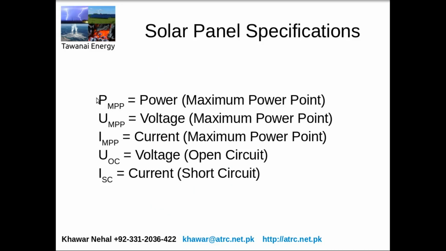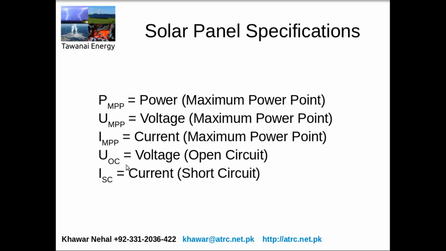P represents power, and MPP means maximum power point. So PMPP means the power at the maximum power point. U represents the voltage. Don't ask me why the U is there. It should be a V, but they use a U. So UMPP represents the voltage at the maximum power point. IMPP: I is used for current. They don't use A or C, I don't know why. Anyway, IMPP represents the current at the maximum power point.